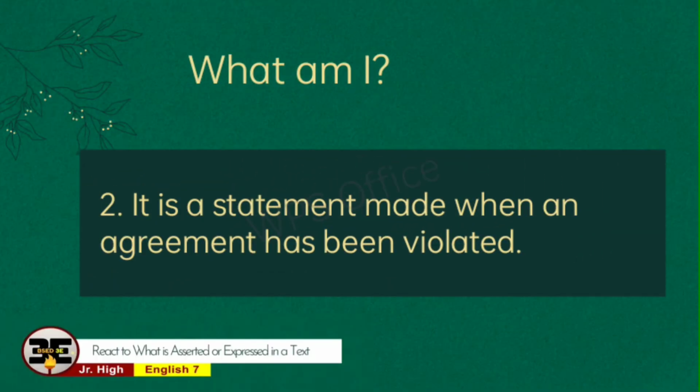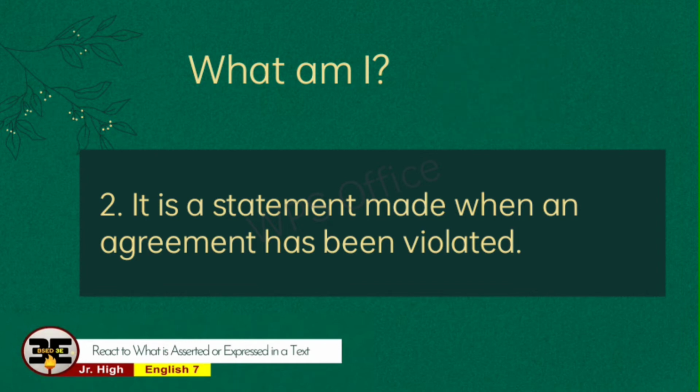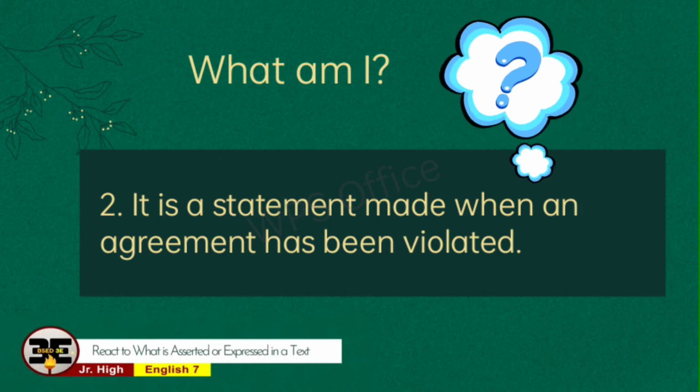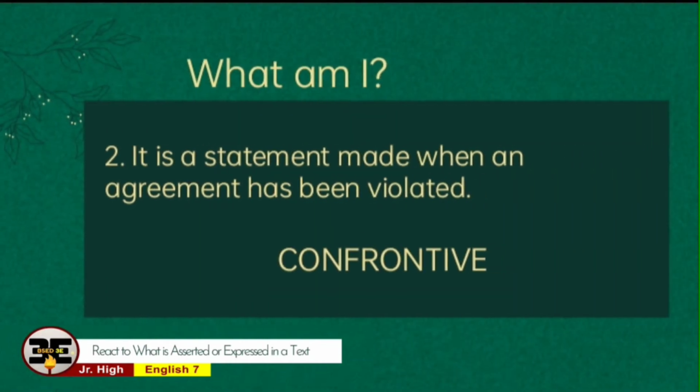Number 2. It is a statement made when an agreement has been violated. What do you think is the type of assertion being described? Are you ready to reveal your answer now? That's right! The answer is confrontive assertion.